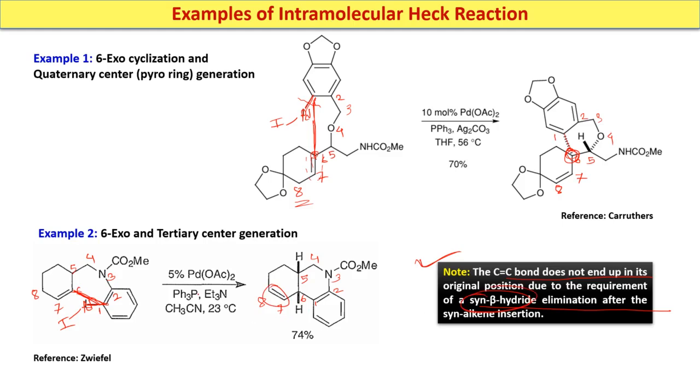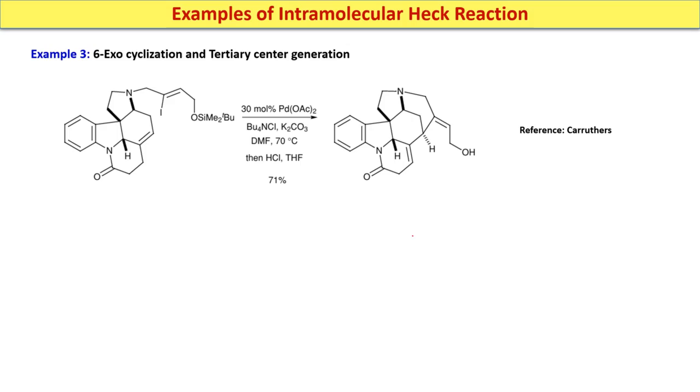And this is also 6-exo, and here we are getting tertiary center generation. So after C-C coupling, a tertiary center is generated. In example 3, first we will find out the carbon-halogen bond. So this is the carbon-halogen bond. There will be formation of Pd-I first, and I will put the numbering here 1, 2, 3, 4, 5 and 6. So here 1 and 6 will be the connection, that is the C-C bond generation. Here you can see a tertiary center is generated.